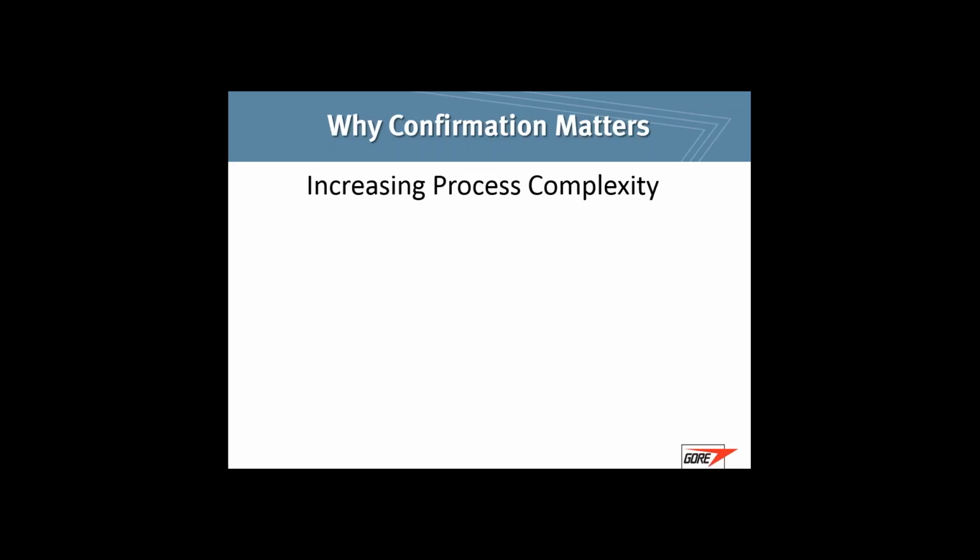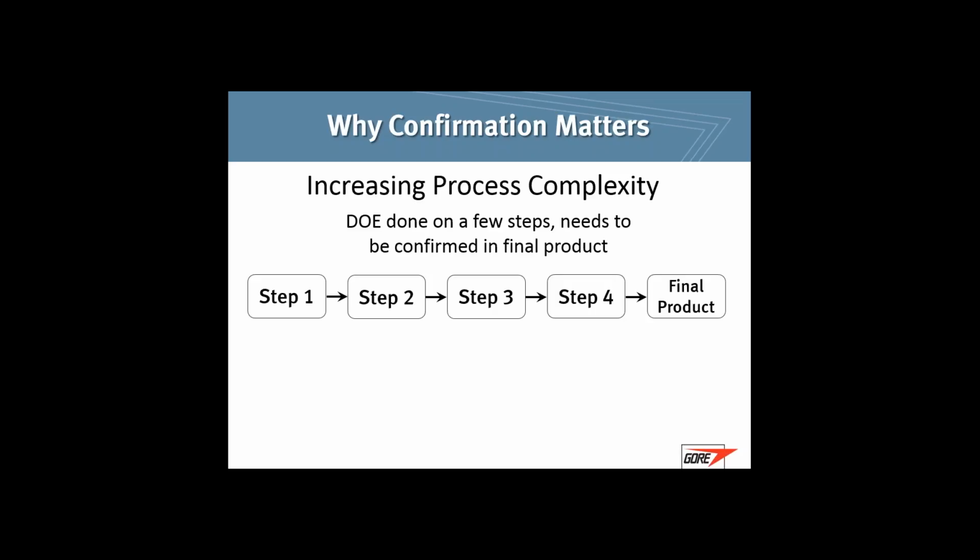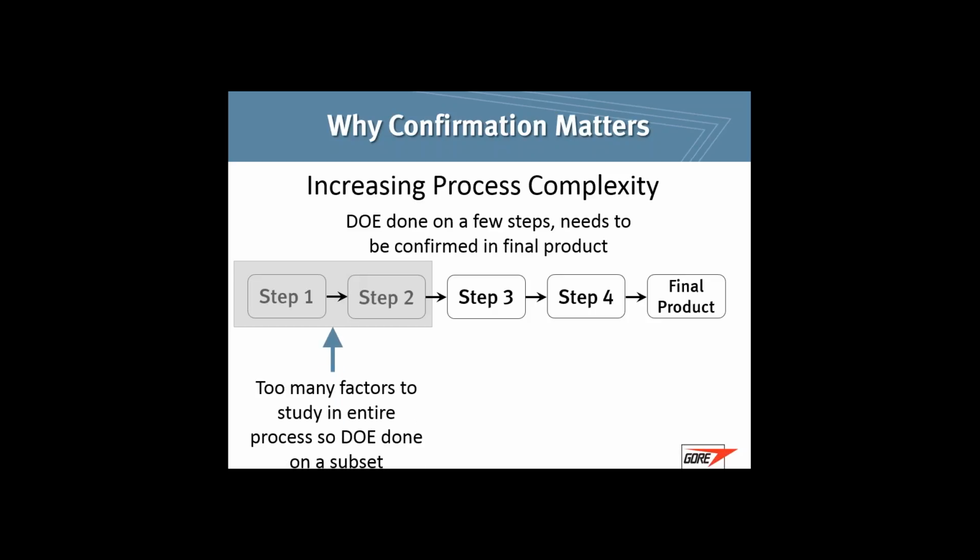And then lastly here, there's increasing process complexity. For example, in a generic process, you may have multiple steps in a manufacturing process before it leads to that final product. Some of those steps may be done in different locations, in different countries. The supply chain is getting more and more complex for many different processes, and it becomes challenging to do an experiment that covers all of those steps. In addition, you may have too many factors to try to study all of the factors across all of the steps that may impact that final product.